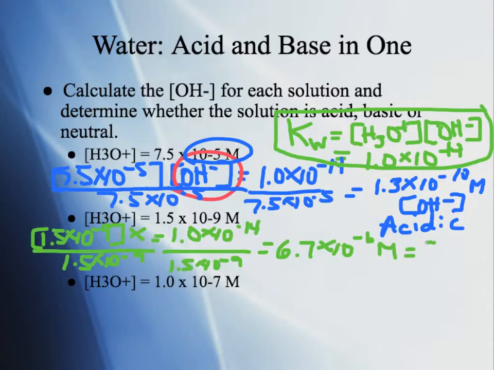Remember, this is our hydroxide ion concentration. And if we look, our hydroxide ion concentration is significantly more than the original hydronium ion concentration of 10 to the negative 9. Remember, 10 to the negative 9 is lower than 10 to the negative 6. So if our hydroxide concentration is higher than the H pluses, that means it is a basic solution.